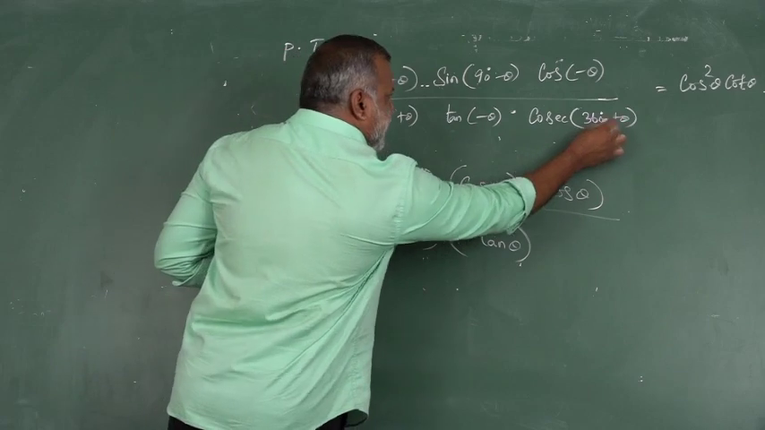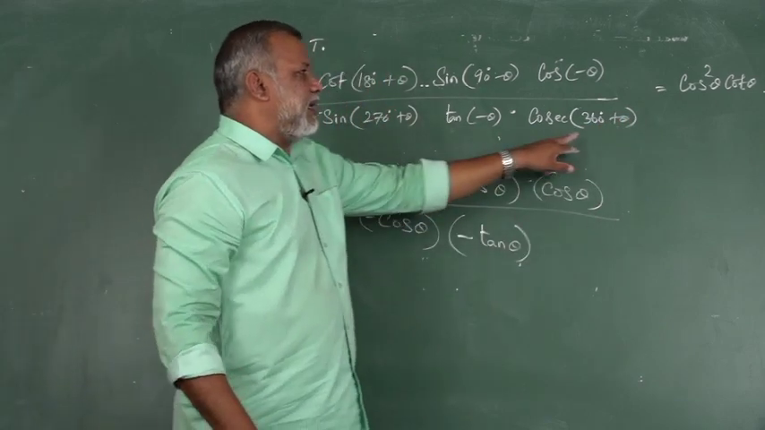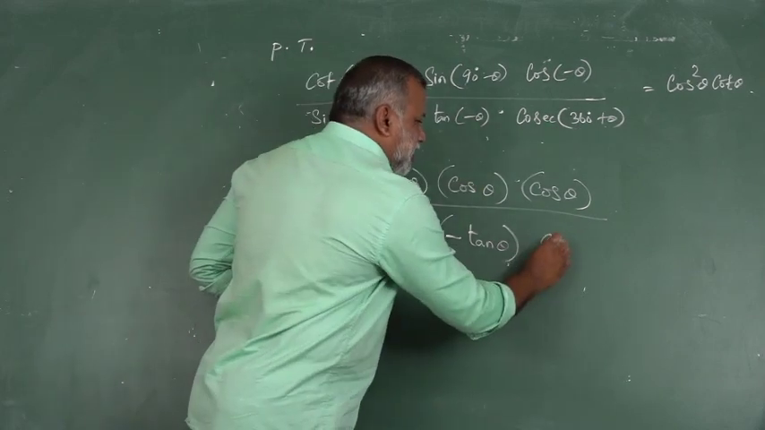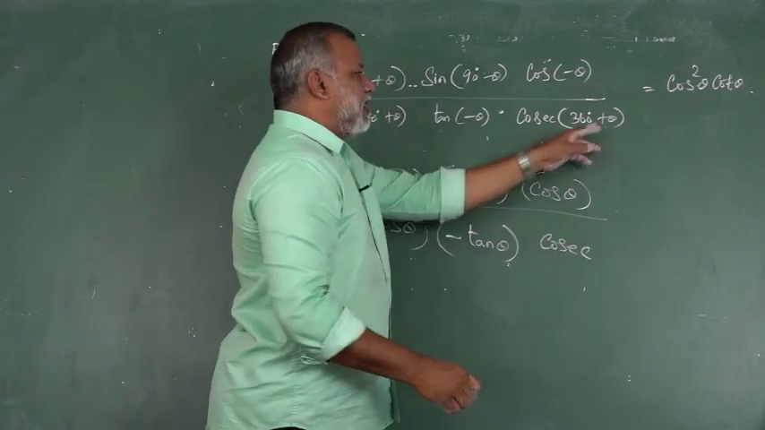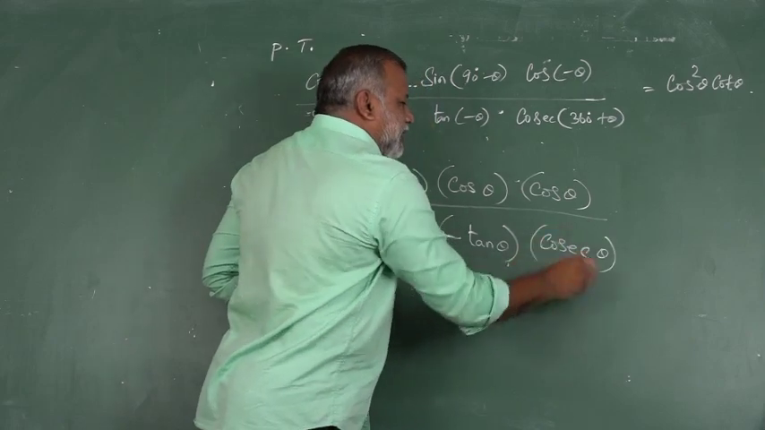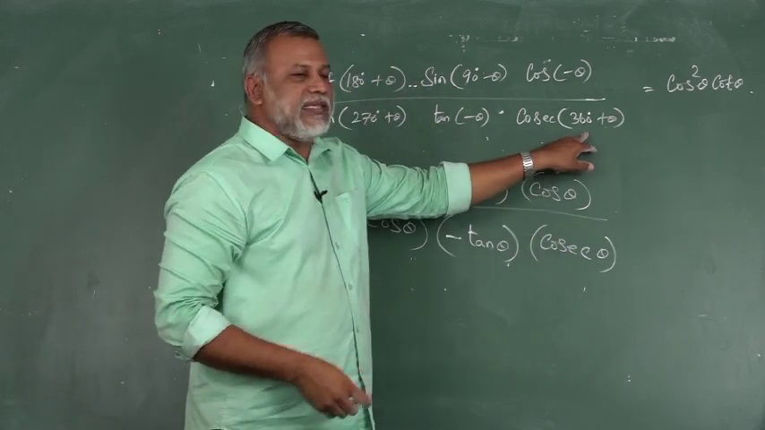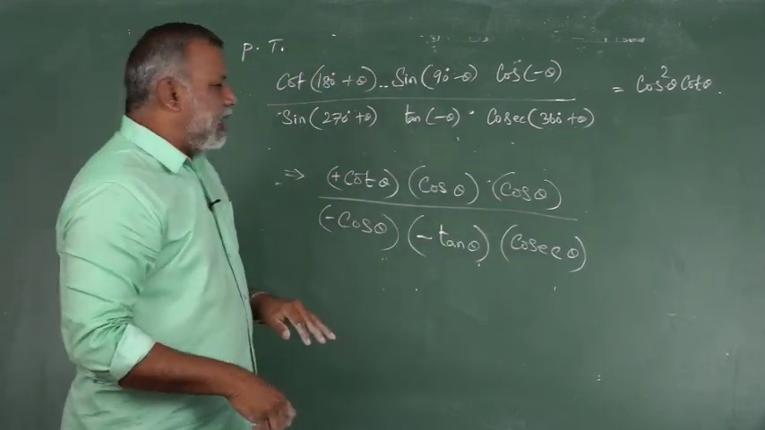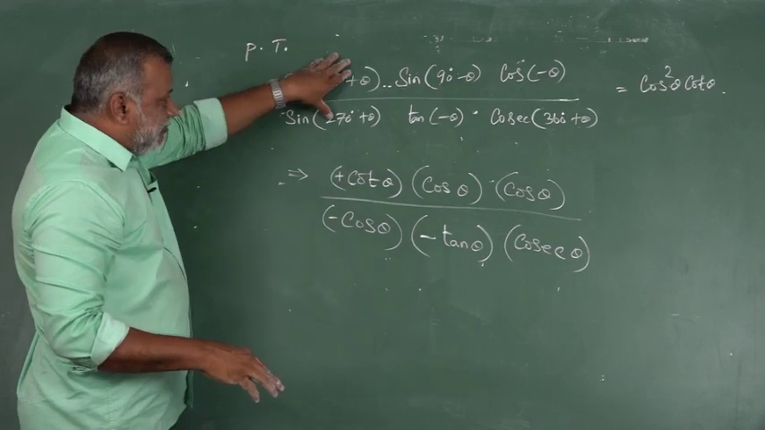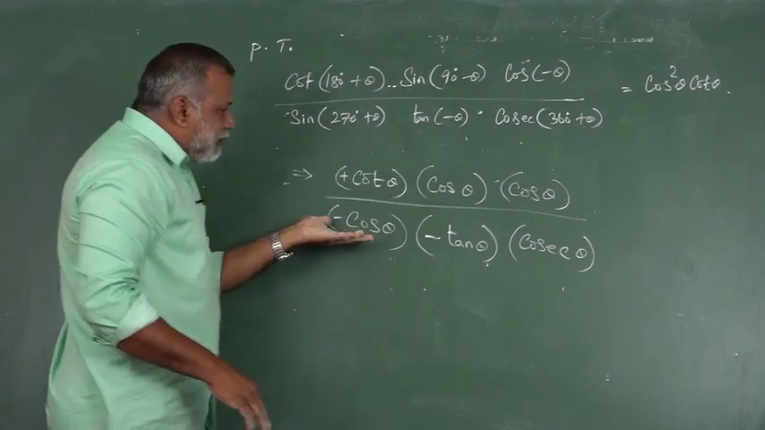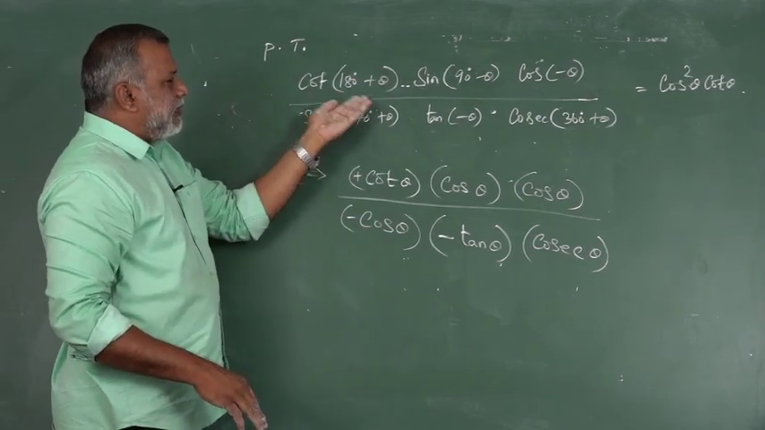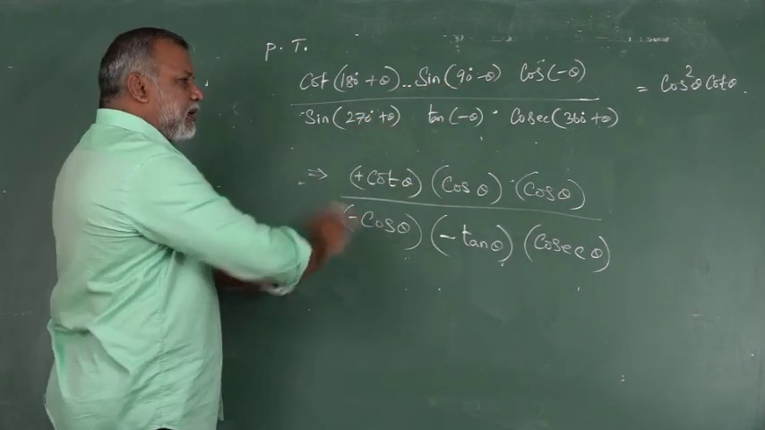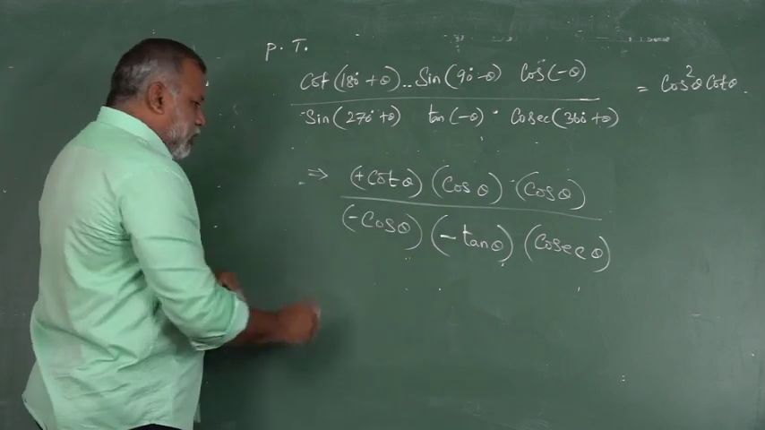Now once again, 360 plus theta. 360 comes here. The meaning of 360, it is an even number. Apply the same function, that is cosecant theta. But 360 plus theta means it lies in one complete rotation. It lies in the first quadrant. First quadrant, all are positive. So therefore the given question can be simplified like this. See here 180, 90, then 270, here 360. All are simplified. Now we are able to work out.